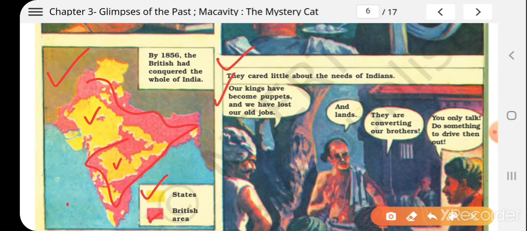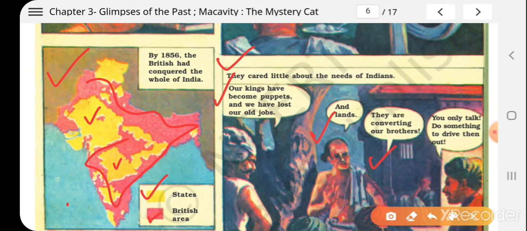So one is saying that our kings have become puppets and we have lost our old jobs. हमारे kings तो सिर्फ puppets बन गए हैं. Puppets, do you understand? कठपुतली, जो कोई कहेगा वही करेंगे. ठीक है? Our kings have become puppets and we have lost our old jobs. Then second one is saying that lands also. Lands भी तो हमने खो दी हैं. Lands भी नहीं रही है हमारे पास.